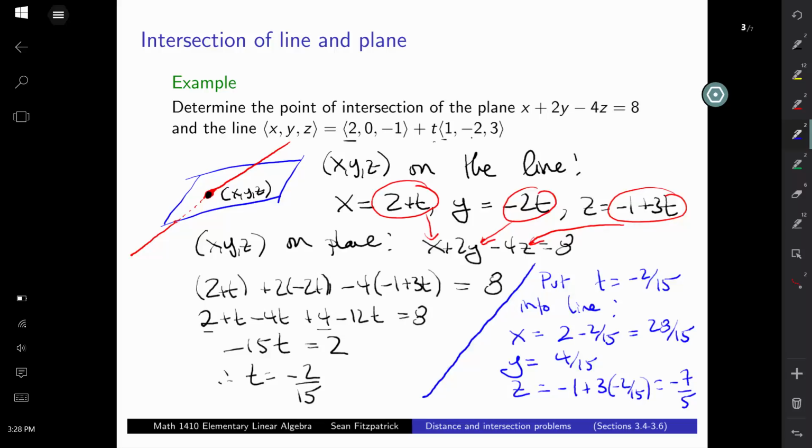Okay, so that point of intersection that we want, it's going to be the point 28 over 15, 4 over 15, and minus 7 over 5. Okay, and if you want to make sure that you didn't make any mistakes along the way, one of the things you could always do is you could take those 3 points, you could plug them back into the equation of the plane and make sure that those actually add up to give you 8, which they should.